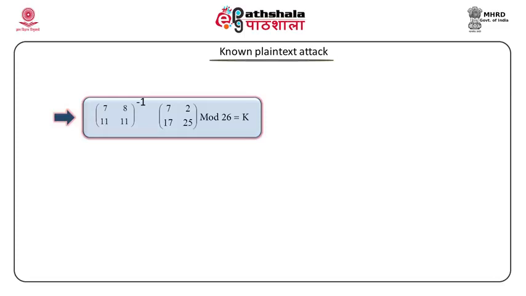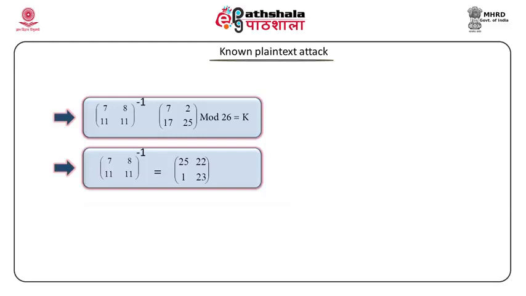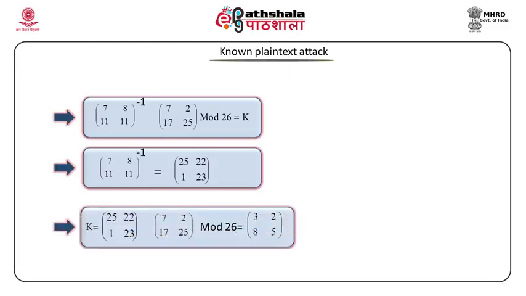So you need to find the inverse of the matrix 7, 8, 11 and 11. How to find the inverse, I already covered in the module. If you work it out, it would be 25, 22, 1 and 23. Once the inverse is found, you multiply it with the given matrix of ciphertext, and what you can derive is the key. And once the key is derived, the rest of the communication can always be decrypted. So this is all about Hill cipher.